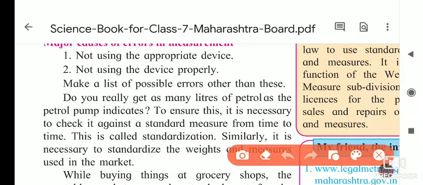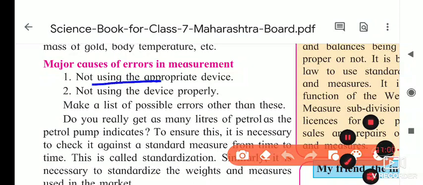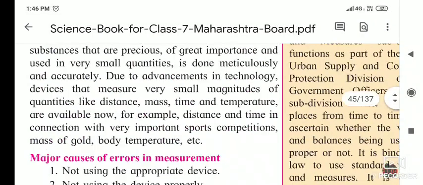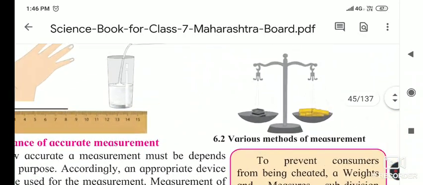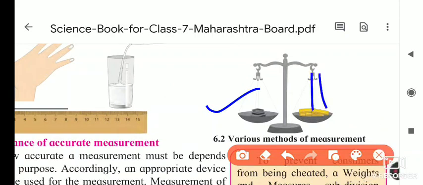Which are the major causes of the errors in the measurement? Not using appropriate devices. Nowadays the balancing machine is there that we can use for accurate measurement, but sometimes it happens that these threads, these wires, get tangled.